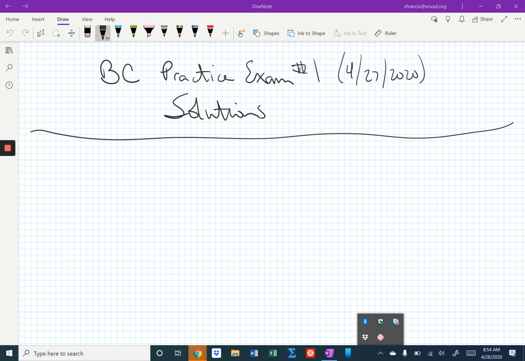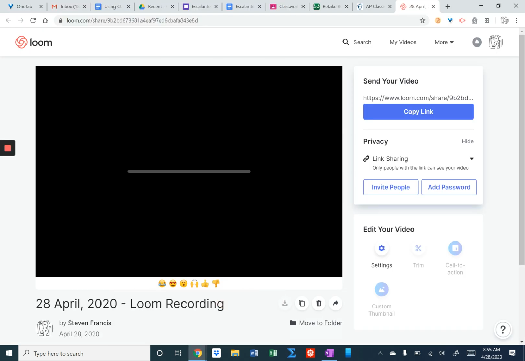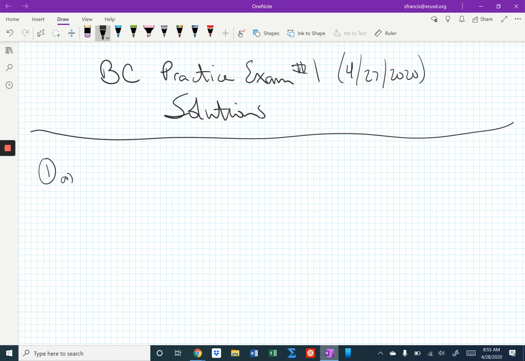All right, let's go over the solutions to the exam. The first question, part A, asked about the rate of change of the area of a circle at a certain time. It says at the instant the first circle has a radius of 9 centimeters, the radius is increasing at 3/2 centimeters per second. Find the rate at which the area of the circle is changing at that instant and indicate units of measure.